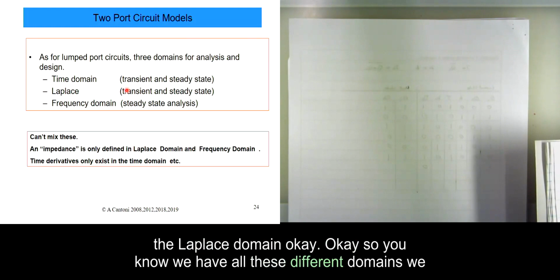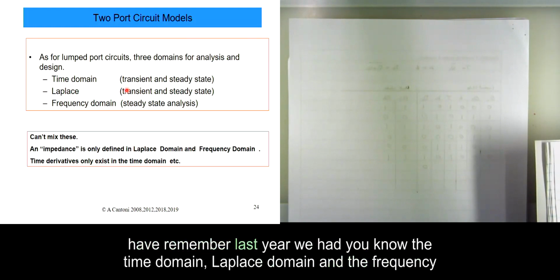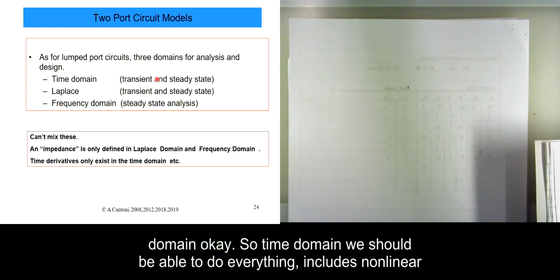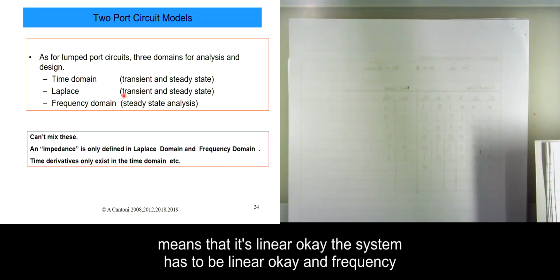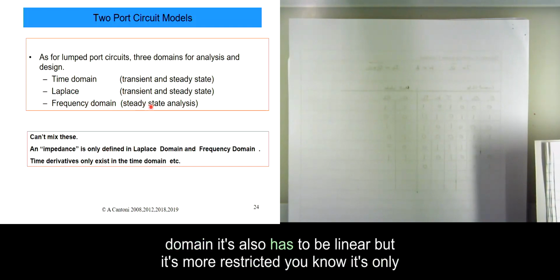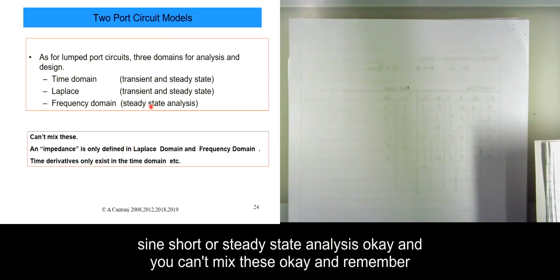So we have all these different domains. Remember, last year we had the time domain, the Laplace domain, and the frequency domain. In the time domain we should be able to do everything, including nonlinear systems. In the Laplace domain we can do transient and steady state as well, but it means the system has to be linear. The frequency domain also has to be linear, but it's more restricted. It's only sinusoidal steady state analysis. And you can't mix these.